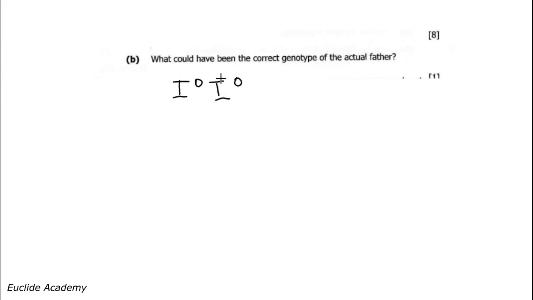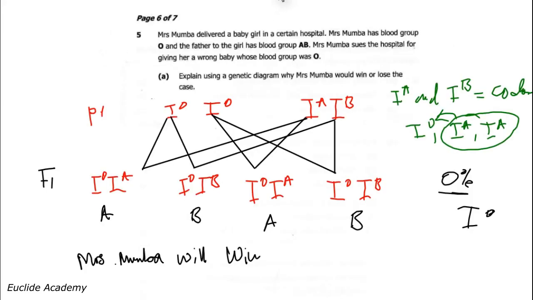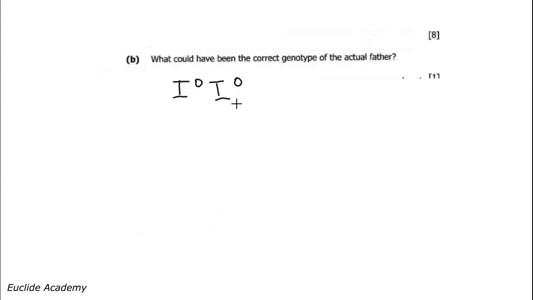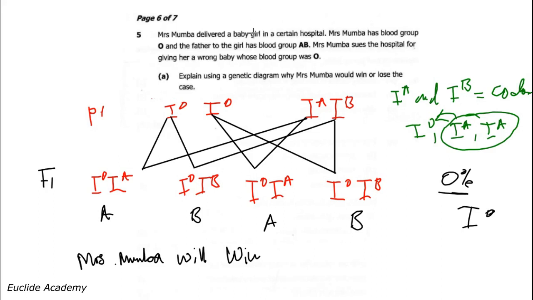Her husband was AB. So let's go ahead, and the next question, the B part of the question, says, what could have been the correct genotype of the actual father? So I presume the actual father of the baby who had blood group O. So the actual father should have had this. This would have been the genotype of the father for him to produce that baby, given that the mother had blood group O. So you can put your answer below for B.